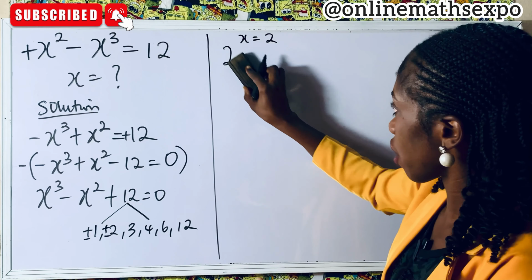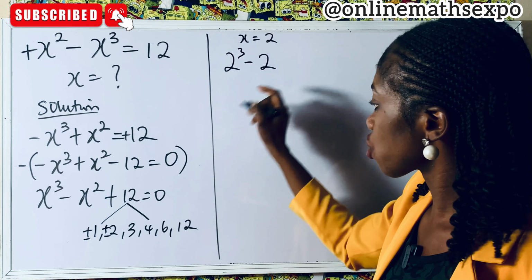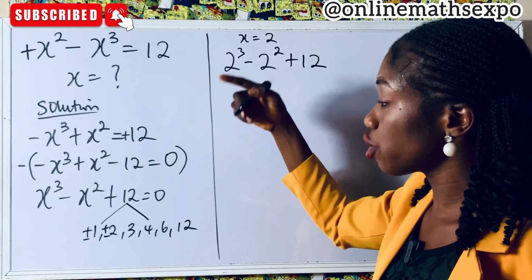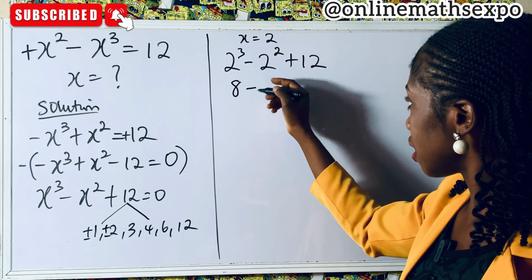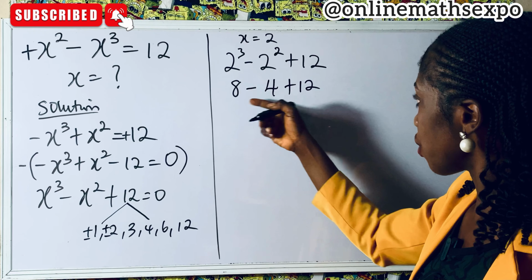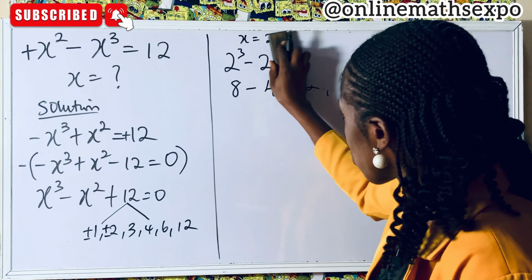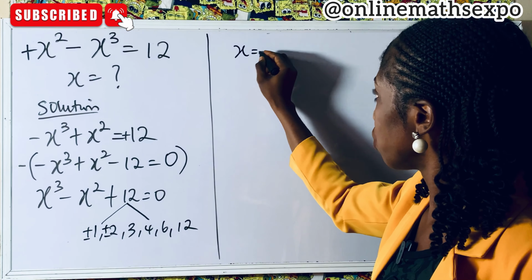You see what we're going to have. We're going to have 2 to the power of 3 minus 2 to the power of 2 plus 12. This will give us 2 to the power of 3, 2 multiplied 3 times, which is 8, and this will give us 4. If you add this, you will see it's not equal to 0, meaning that x equal to 2 is not a solution. So let's try the negative value.